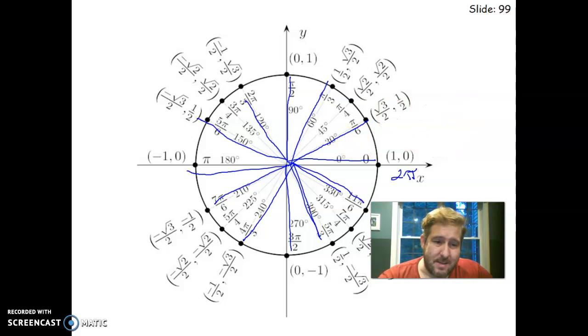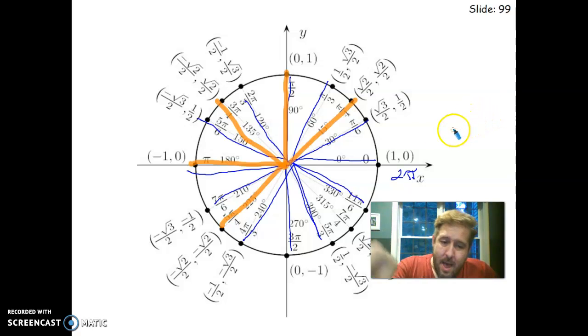You could do the exact same thing with 45 degrees. So that's pi over 4, 2 pi over 4, 3 pi over 4, 4 pi over 4, 5 pi over 4. So it's really not about memorization if you understand how it works and you can literally just count around.